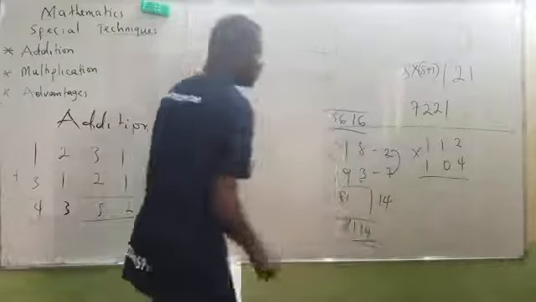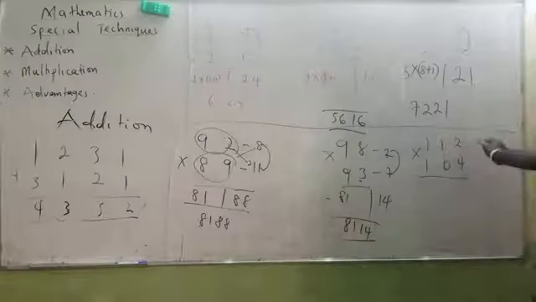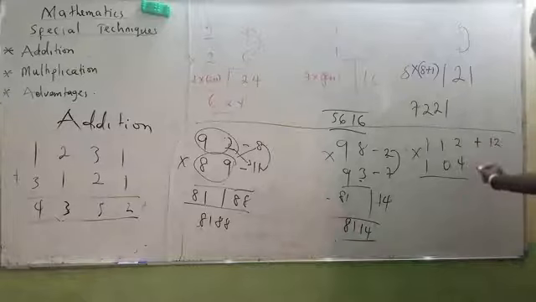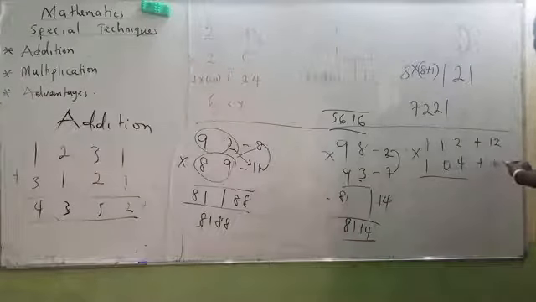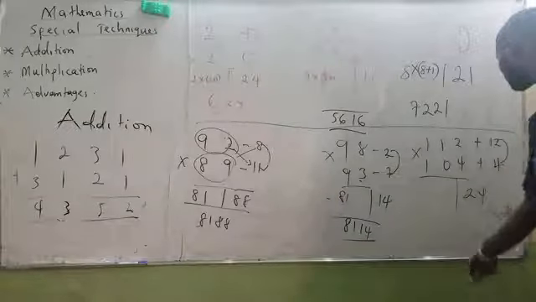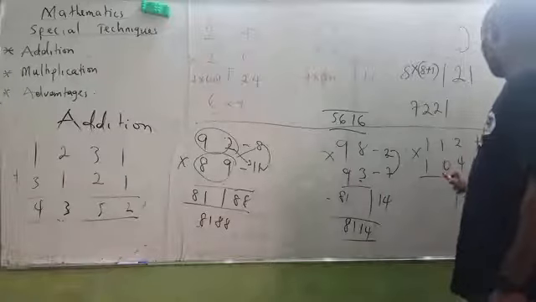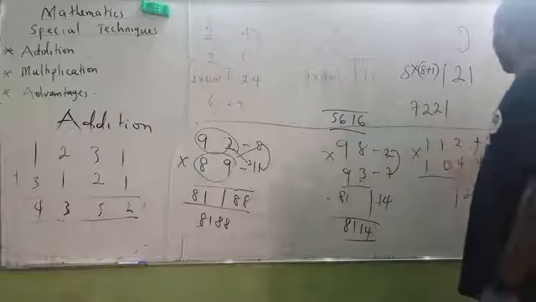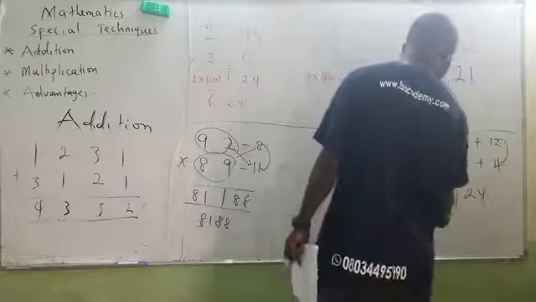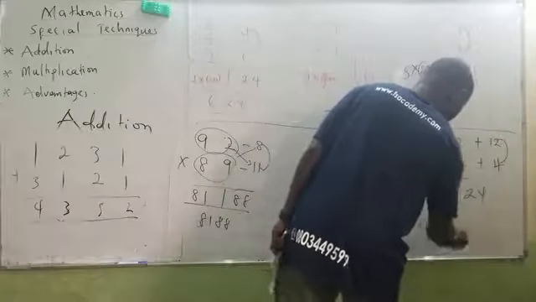That is my answer. Now, another thing you need to understand this time around, this one we are talking about difference from 100, it will be plus 12 and also plus 4. Now, this times this will be 24. Can we move on? Now, this plus this also will be 114, and this plus this will be 116. Now, my answer becomes 11624.